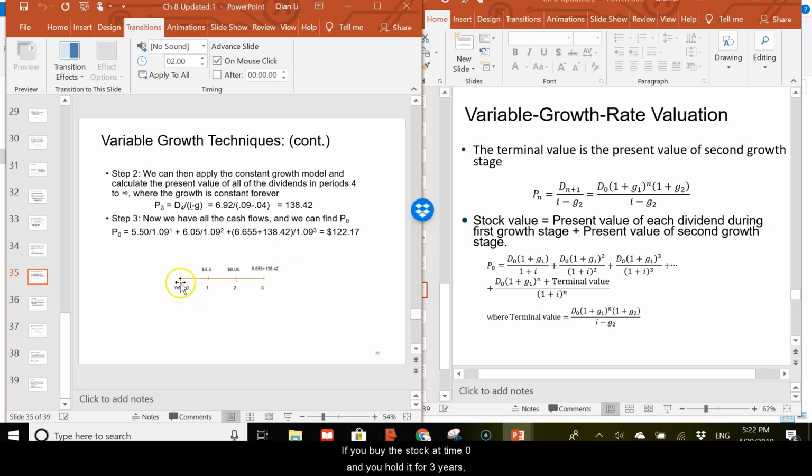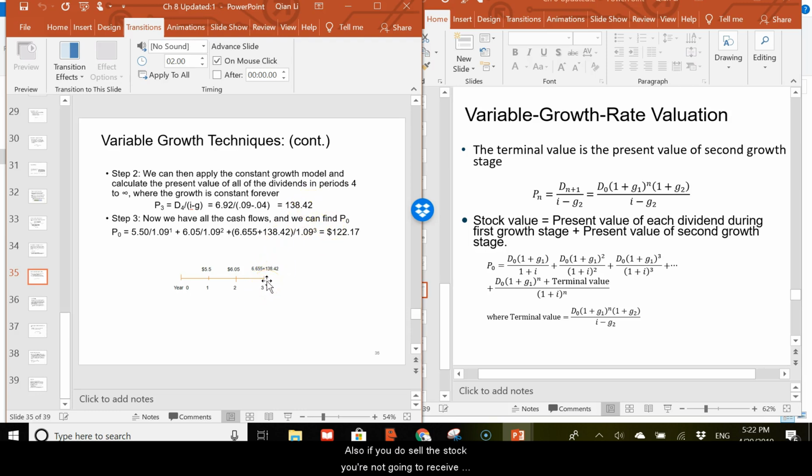Last step, you can either look at this whole long formula, or you can think about the rationale behind it. If you buy the stock at time 0 and you hold it for 3 years, what do you receive from the stock? You receive one dividend at the end of year 1, another dividend at the end of year 2, and another dividend at the end of year 3. So 3 dividends, and now it's time for you to sell the stock. And if you do sell the stock, you will receive $138.42.